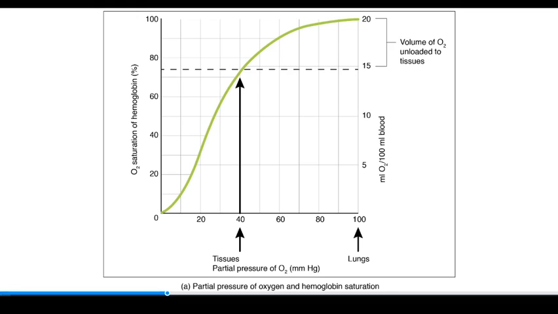But it's not going to start to fall off into the more vertical part of the curve unless there's something seriously wrong with the partial pressure of oxygen. As long as partial pressures of oxygen are kept in that range, hemoglobin will carry oxygen in a fairly efficient manner.